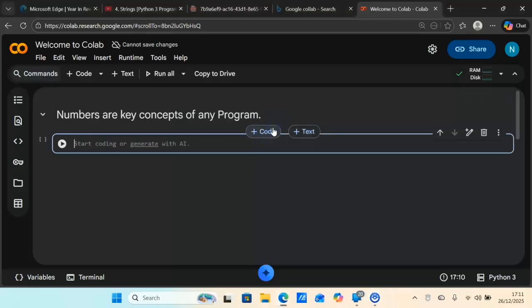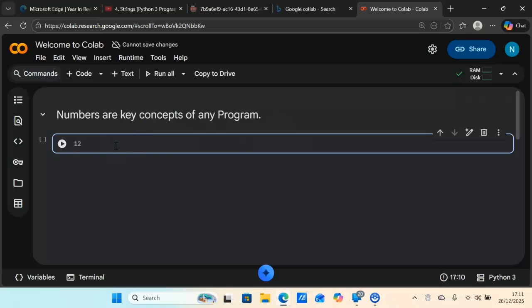Talking about numbers in Python. Numbers are key concepts of any program. I can't think of any software program that doesn't use numbers. In Python, you can use the programming language as a calculator to solve problems you come across. Let me demonstrate this by solving simple math problems with mathematical operations in Python. So let's start with addition.